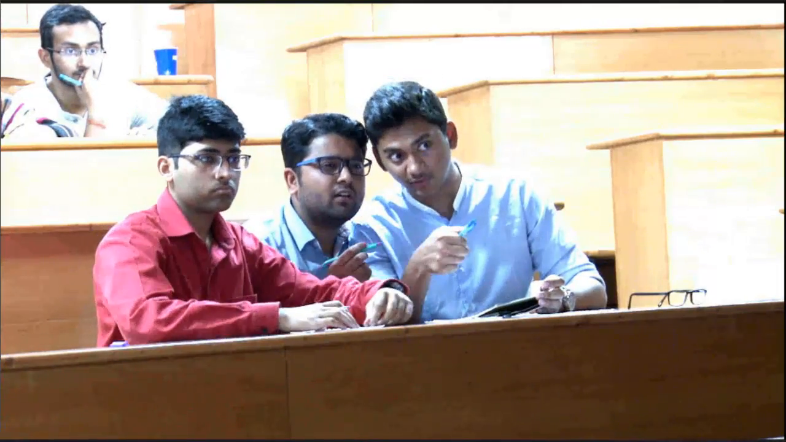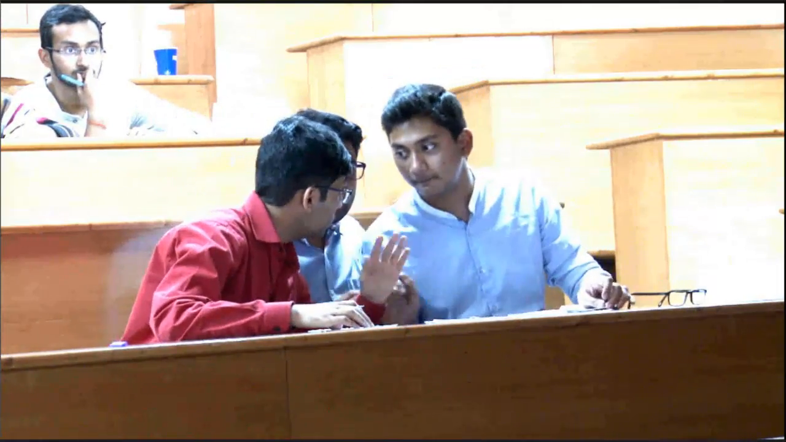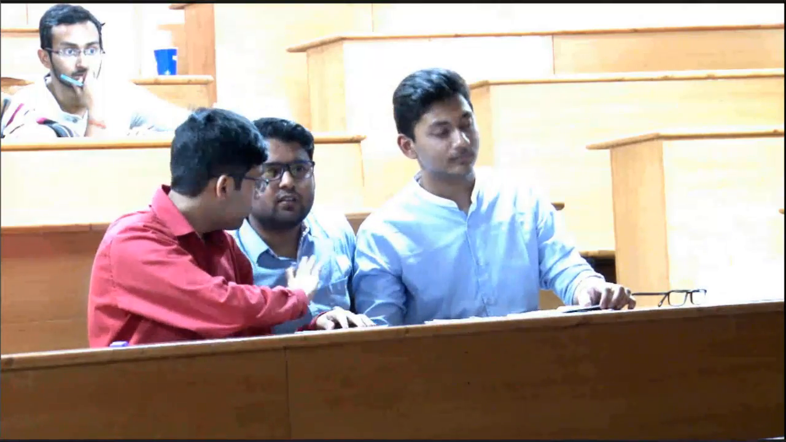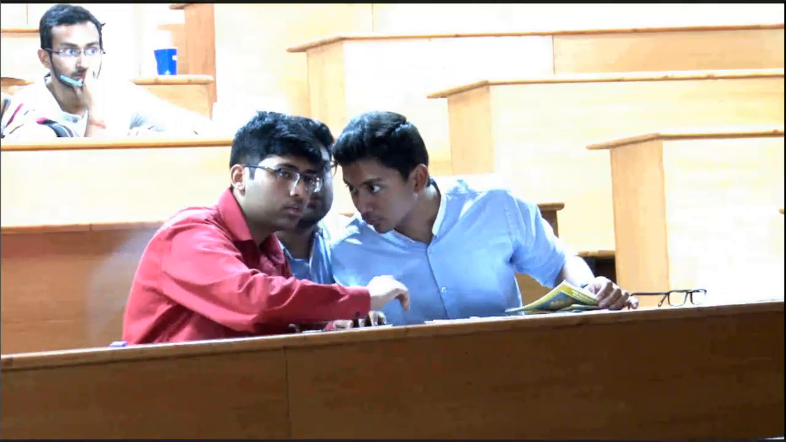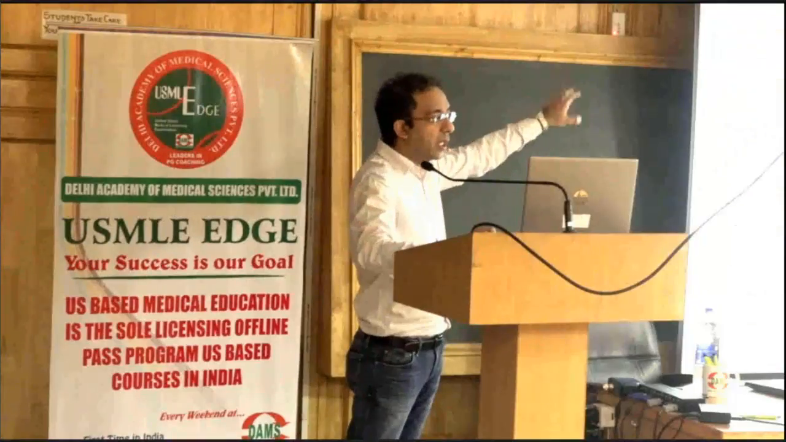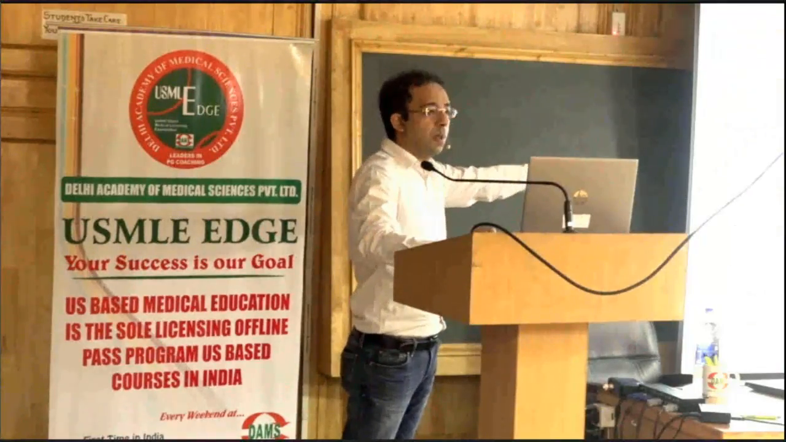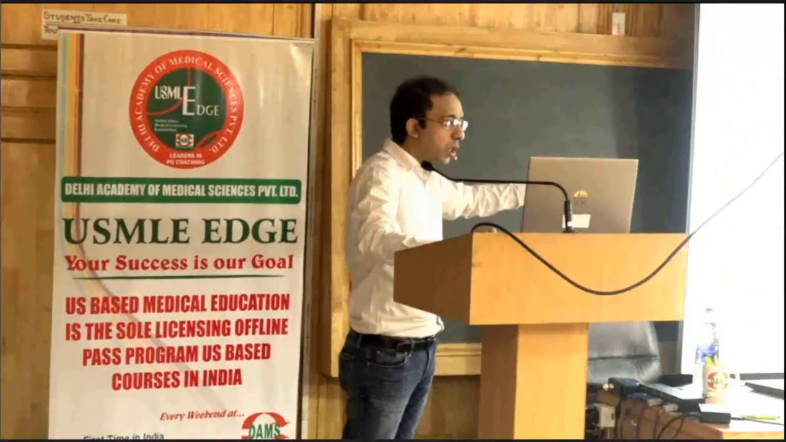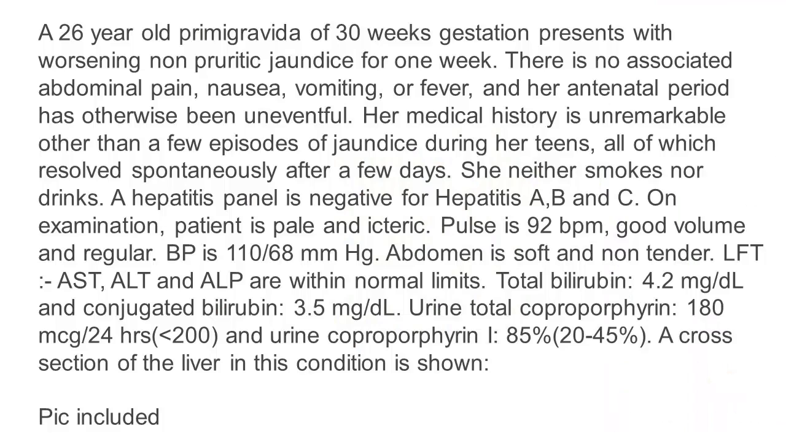And I will now show you a cross section of the liver. So don't pounce now. Are you clear with the question? Primary gravida, pregnant lady with jaundice, some LFT and bilirubin values are given to you, some coproporphyrin levels are given to you. Everybody understands this? Okay.